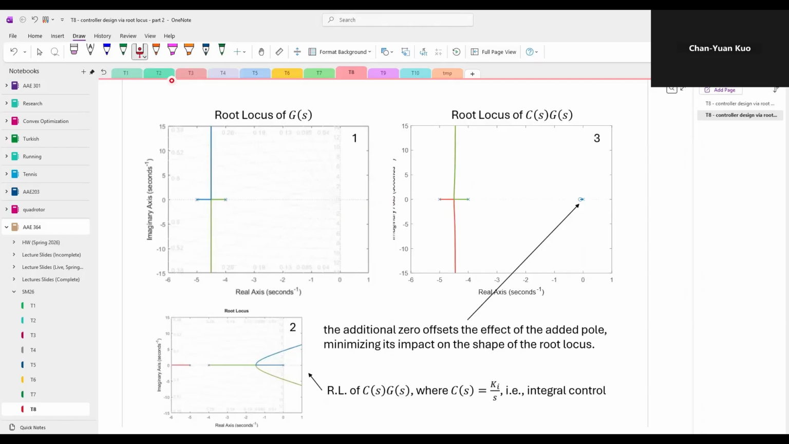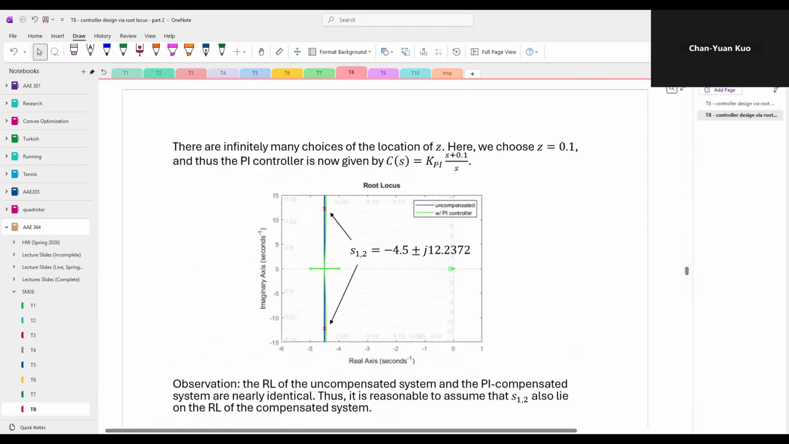And this is exactly the design philosophy of a PI controller, which is to increase the system type while keeping the overall shape of the root locus nearly unchanged. And since there are infinitely many possible locations for the controller zero, here we simply choose one at -0.1. And notice that in this case, the compensated and uncompensated root locus are almost identical.